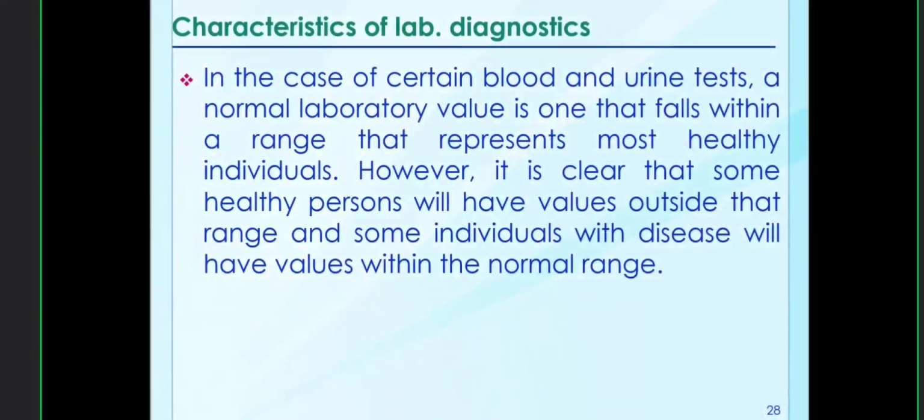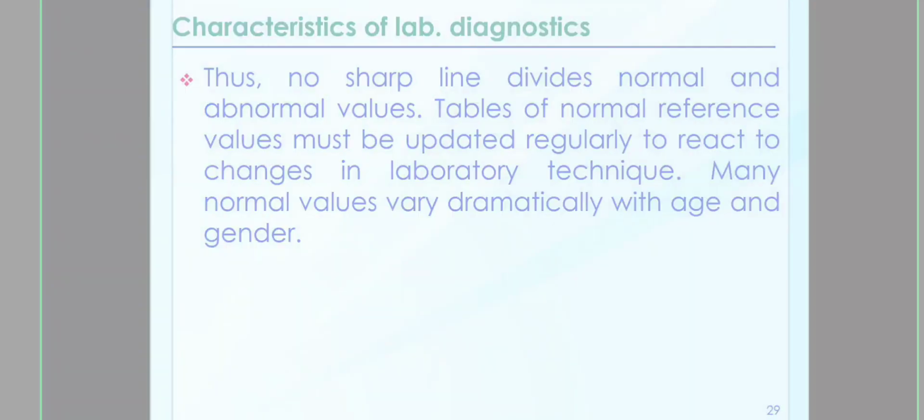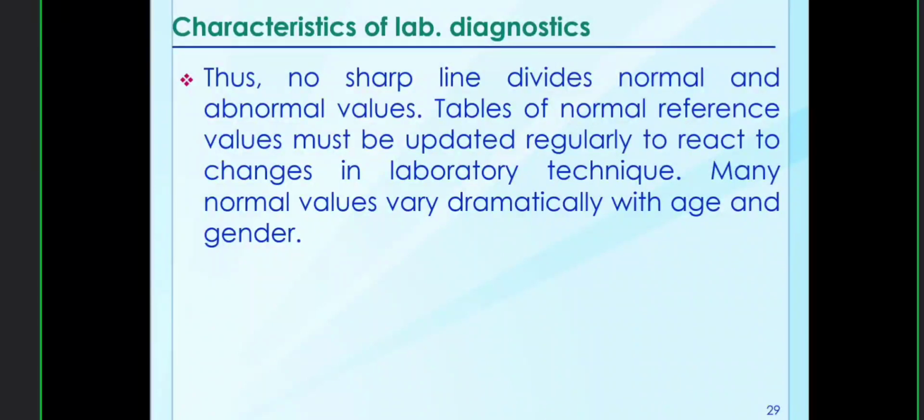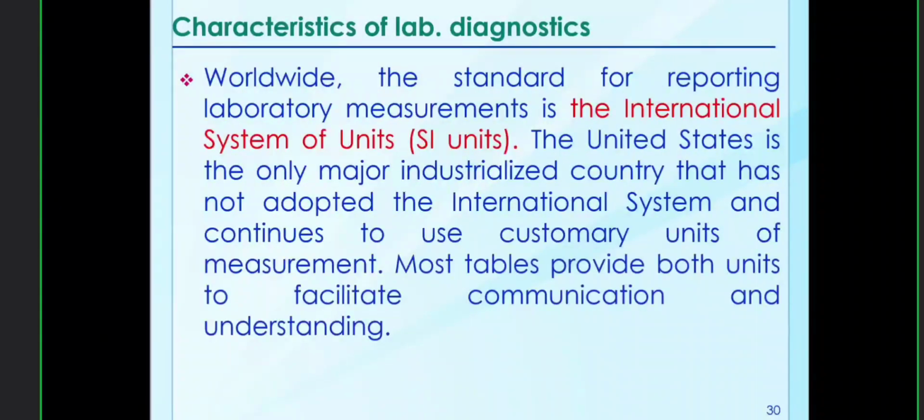In the case of certain blood and urine tests, the normal laboratory value is one that falls within a range that represents most healthy individuals. However, it is clear that some healthy persons will have values outside that range, and some individuals with disease will have results within the normal range. Therefore, no sharp lines divide normal and abnormal values. Tables of normal reference values must be updated regularly to reflect changes in laboratory technique. Many normal values vary dramatically with age and gender.